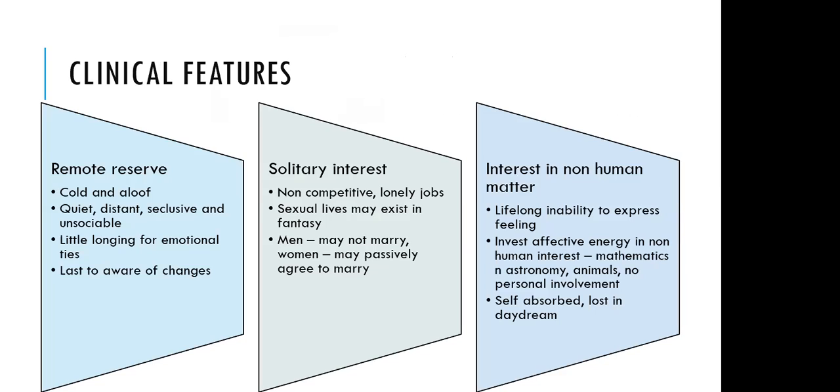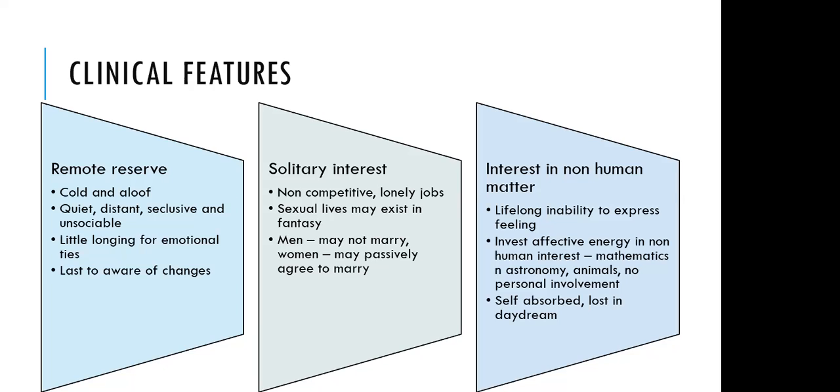For the clinical features, the person with schizoid personality disorder seems to be cold and aloof. They display a remote reserve and show no involvement in the everyday events and concerns of others. They appear quite quiet, distant, seclusive, and unsociable, and have little longing for emotional ties. They will be the last person to be aware of changes in the populations. They usually have solitary interests, and usually succeed in non-competitive and lonely jobs.